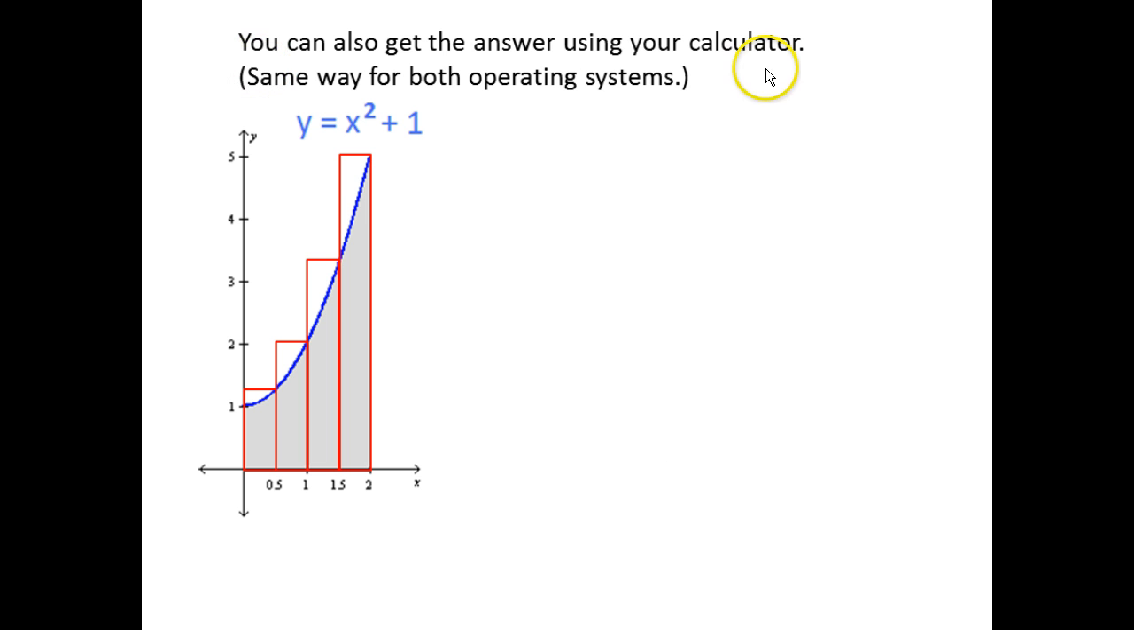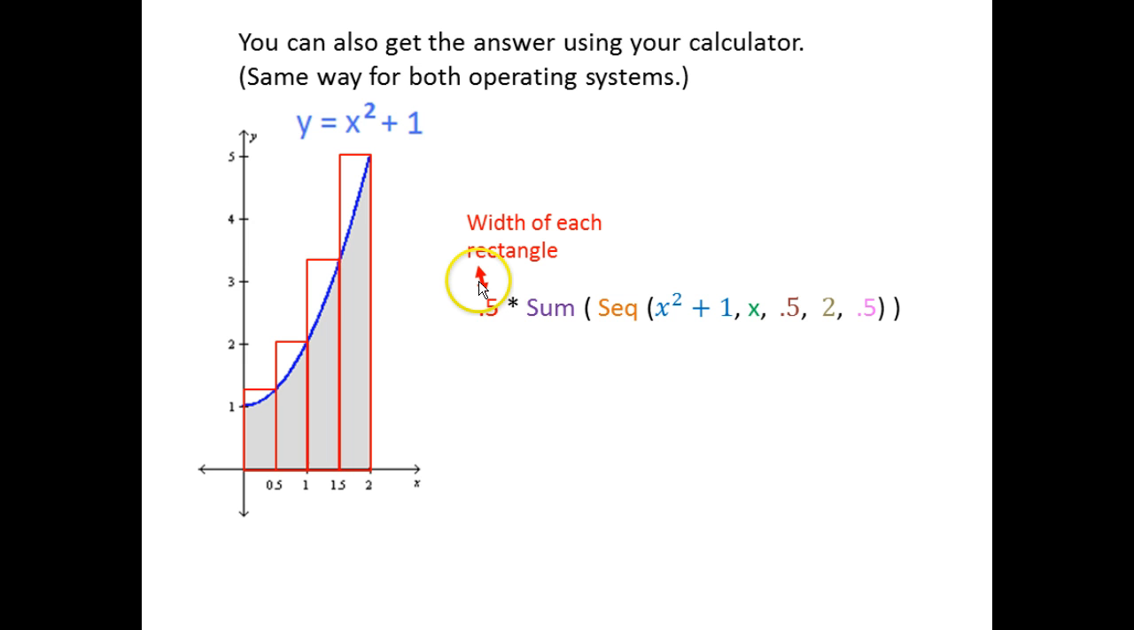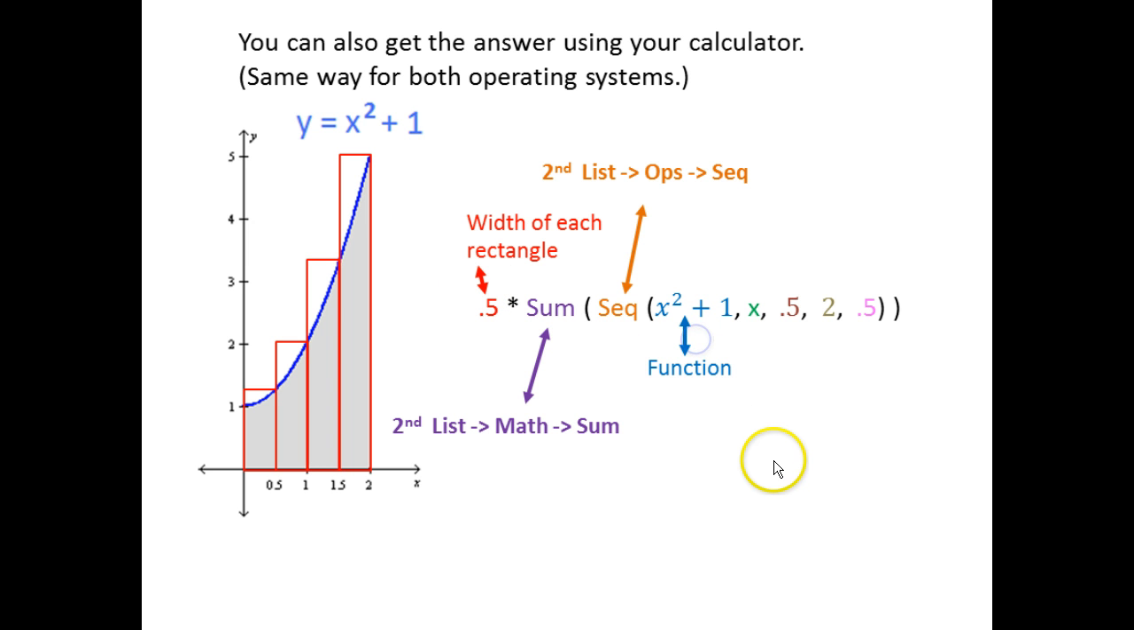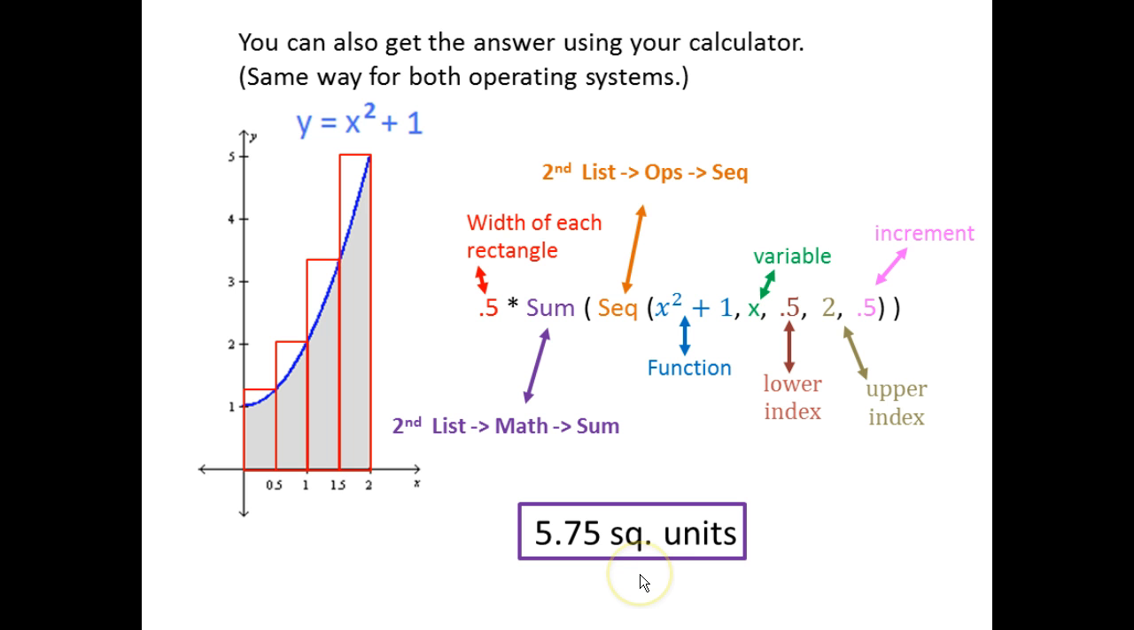You could also do this on your calculator. 0.5, once again, is the width of each rectangle. Sum, sequence, the formula, the variable. Our first rectangle touched the curve at x equals 0.5. The last rectangle touched the curve at x equals 2. And then 0.5 is our width again. And that will give you 5.75 square units.